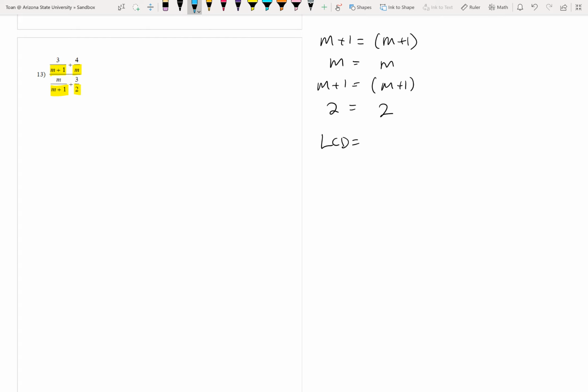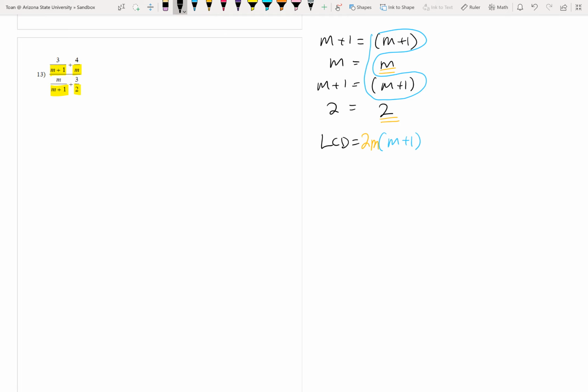So the least common denominator, you first look for common factors, and with everything written in front of you, hopefully it's very obvious to see that you have an m plus 1 in common. And then that's it. That's all the common factors. So for your LCD, you have to include the things that you did not circle. I did not circle a 2. I did not circle an m. So that's your LCD, 2m times m plus 1.